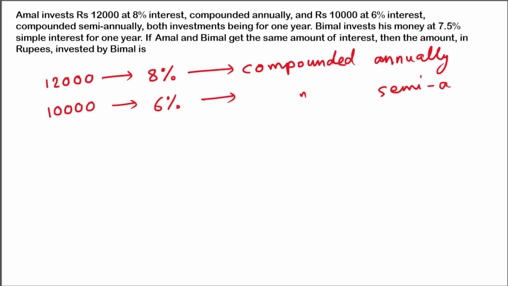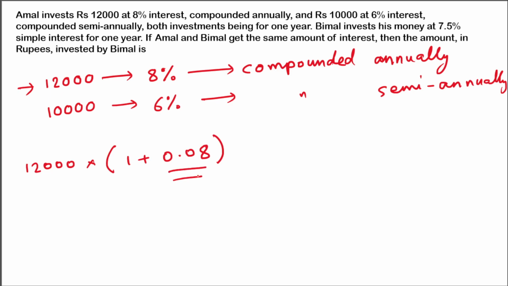Okay. Now let us understand what is being said. He has invested his money for 1 year only. Now what does it mean? It means he will get interest from this 12,000. So 12,000 into 1.08, this is the formula, right? He will get it once at the end of the year. This is the amount, and minus 12,000 basically gives the interest.